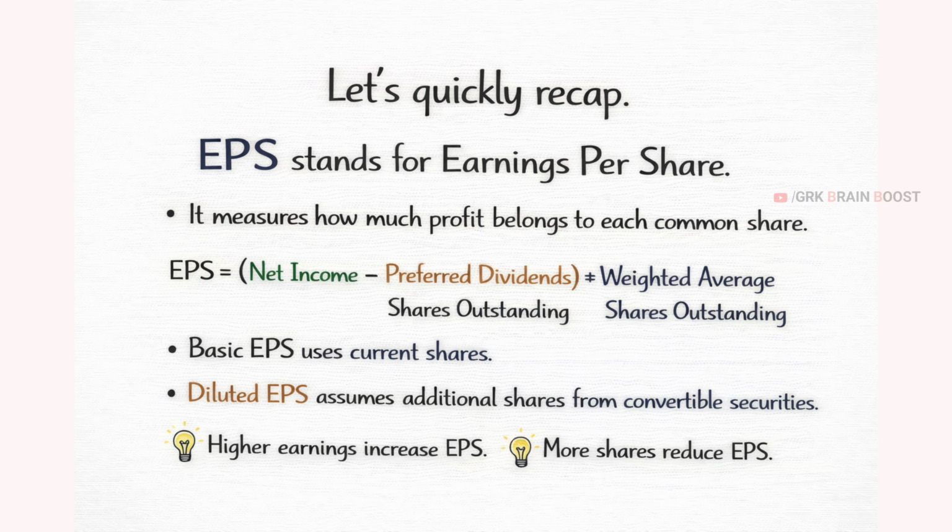Now let's recap quickly. EPS stands for earnings per share. It measures how much profit belongs to each common share. The formula is EPS is equal to net income minus preference dividend divided by weighted average shares outstanding. Basic EPS uses current shares. Diluted EPS assumes additional shares from convertible securities. And remember these key ideas. Higher earnings increase EPS and more shares reduce EPS. That is why EPS is one of the most closely watched numbers by investors, analysts, and CFA candidates.